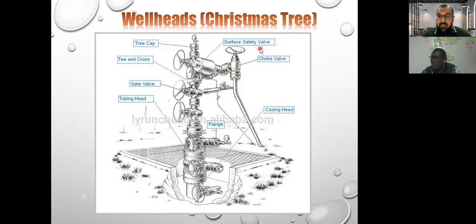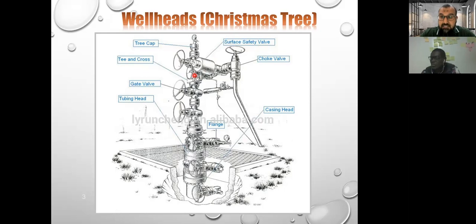This is one example valve. It's called the surface safety valve. It is mainly for safety, and I will explain what I mean by safety here. Safety means that if the pressure of the flow is above a certain amount, this valve will open for relief, for safety. So it will open automatically to relieve some high pressure. This is also one important valve to control the high pressure if it is above the capacity of the material designed in that Christmas tree.